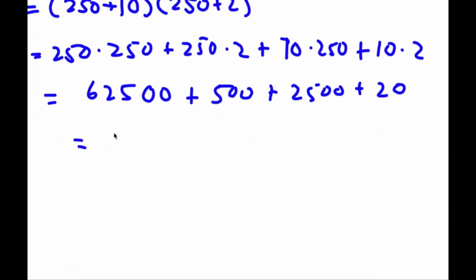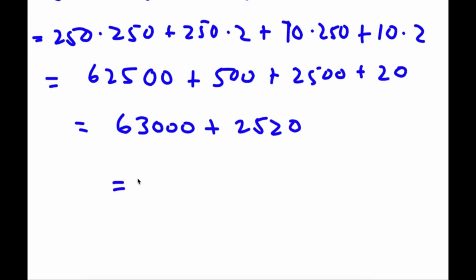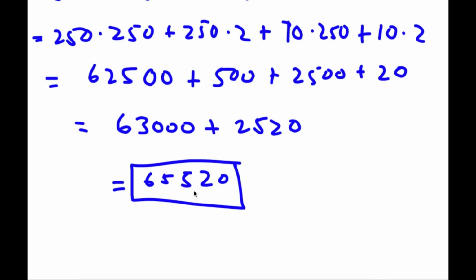So now we simply have to add all of these up. So 62,500 plus 500 is 63,000, plus 2,500 plus 20 is 2,520, and now this is equal to 65,520. So this is my answer.